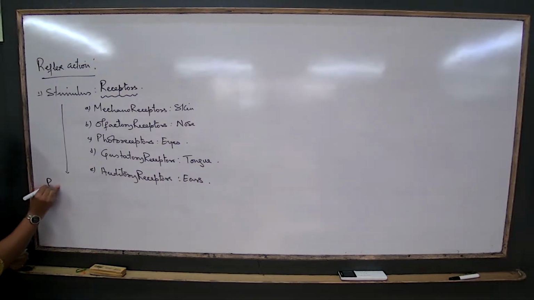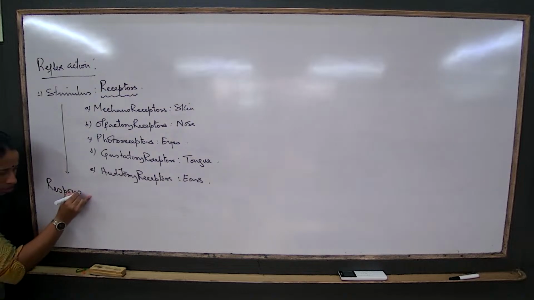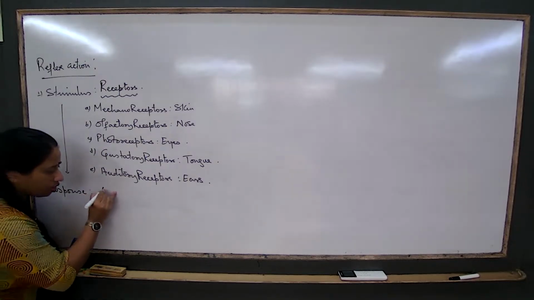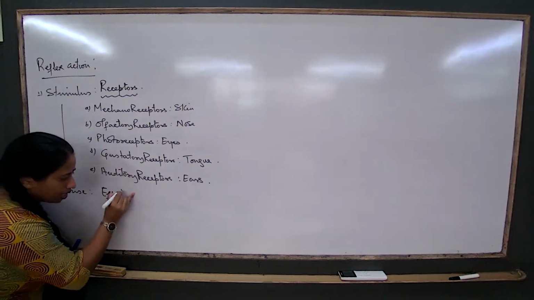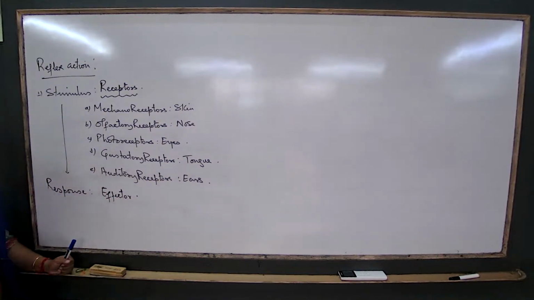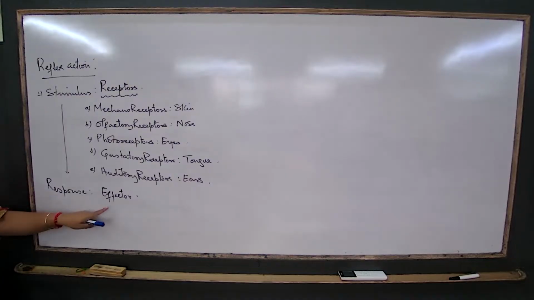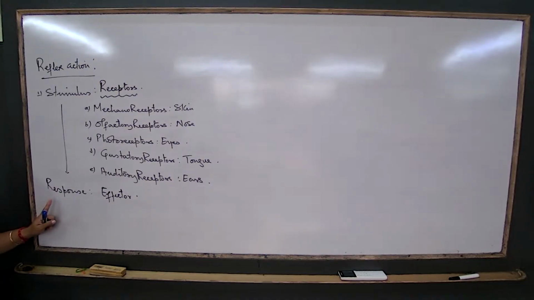What is that word called? That word is always called response. For every stimulus there has to be a response. The part of the body which carries out the response or shows the reaction is known as an effector. Receptor is always to stimulus and effector is always to response.